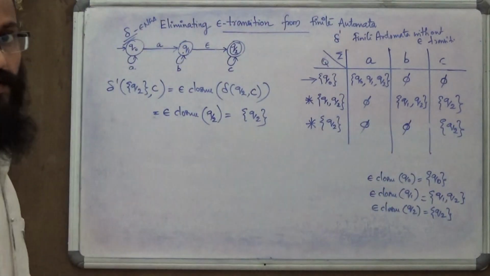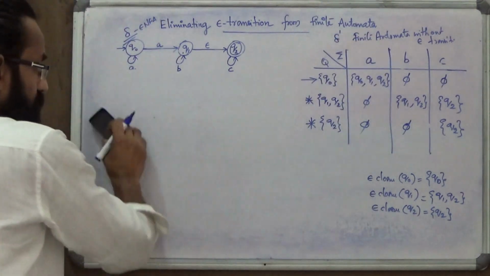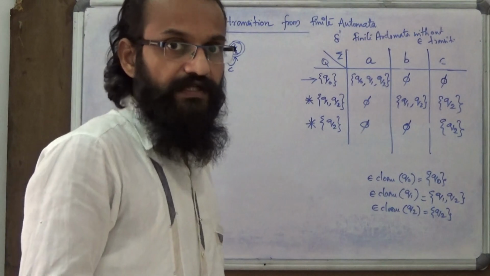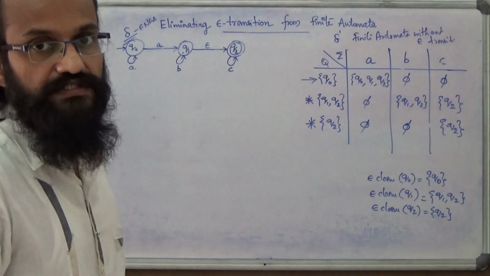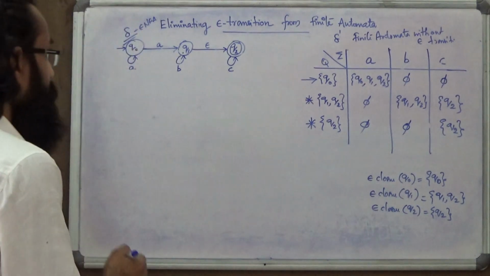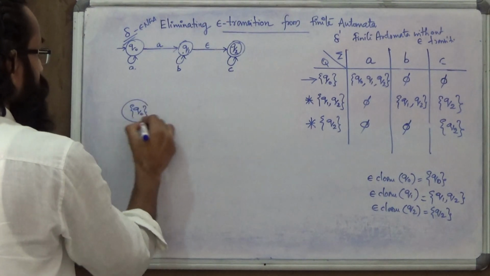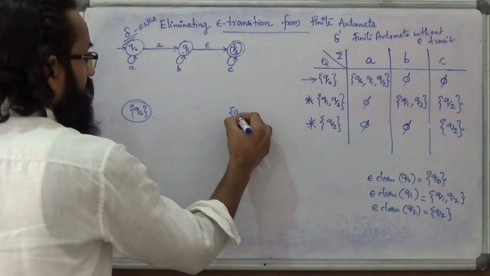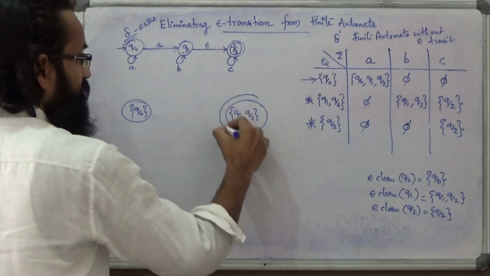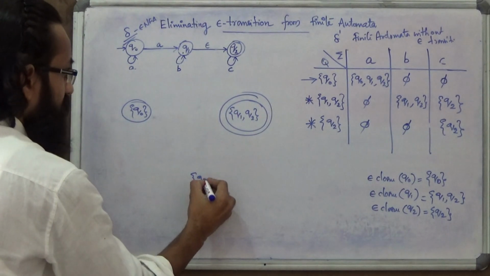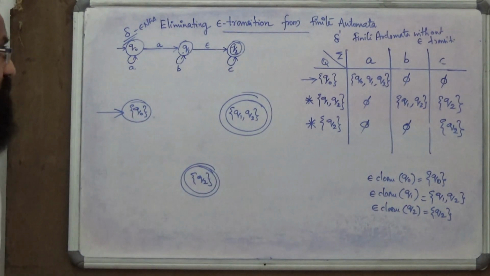Okay. So in this way you can build the transition table of equivalent finite automata without epsilon transition. Now how will you represent this transition table using a transition diagram? You are having states with label set q0, you are having set q1, q2 as another state, and here you have marked this as final state. You are having another state set q2, that's also a final state, and q0 is the start state.